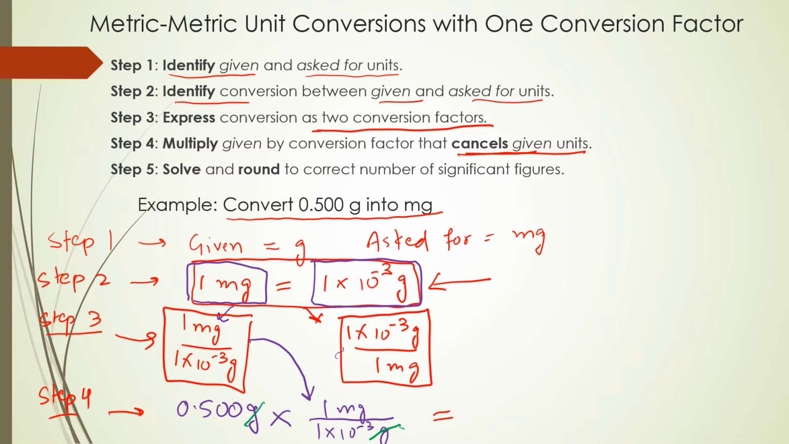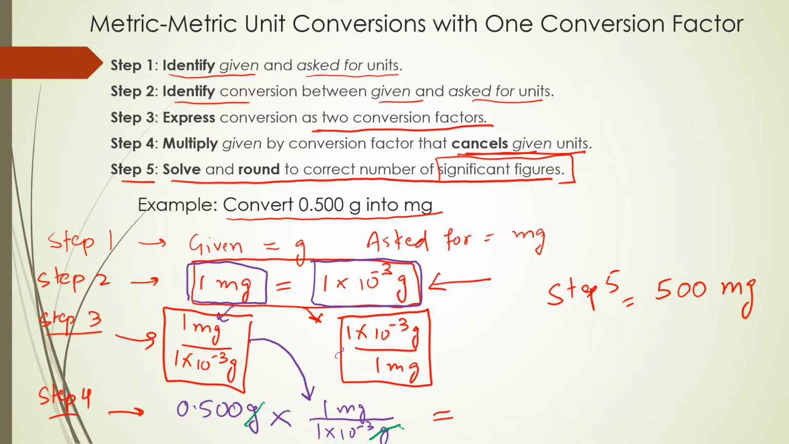Step 5 is solve and round to the correct number of sig figs. We just solve it. Let me use my calculator. My calculator is showing me 500 milligrams. Now we need to report to the correct sig figs.